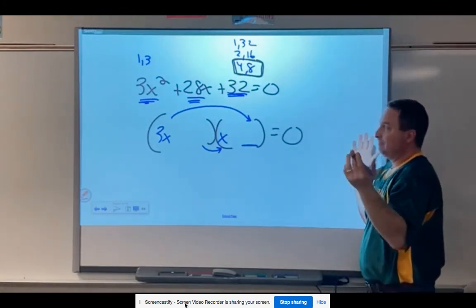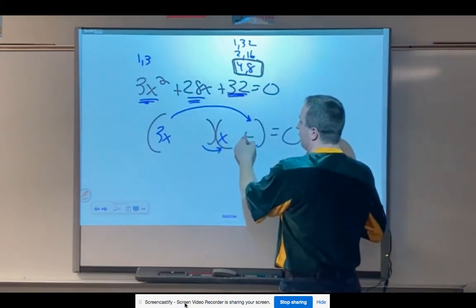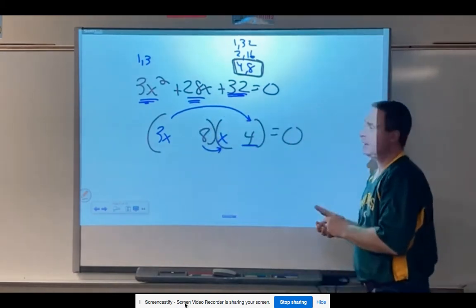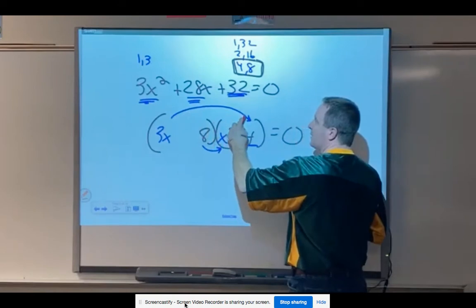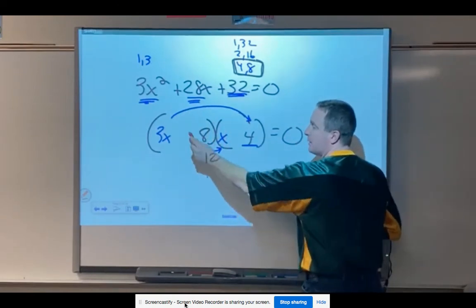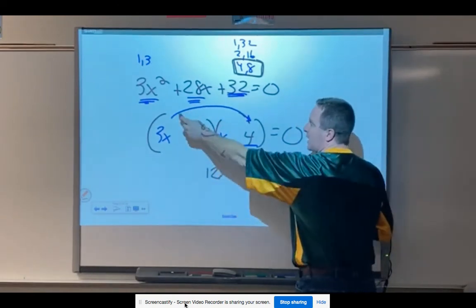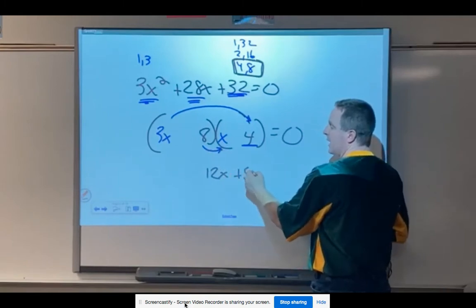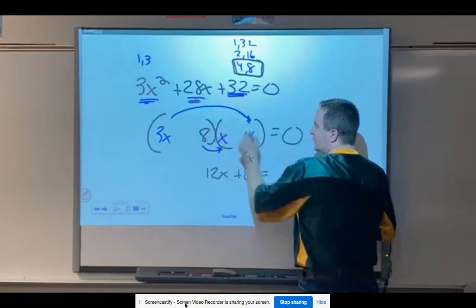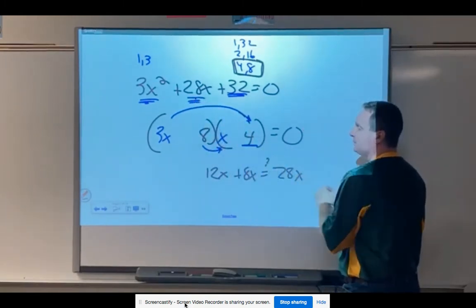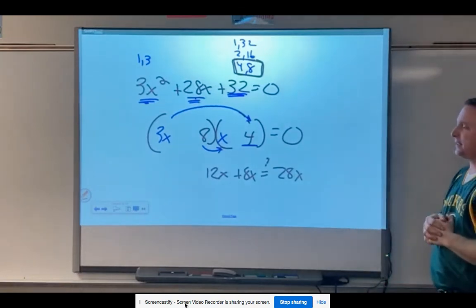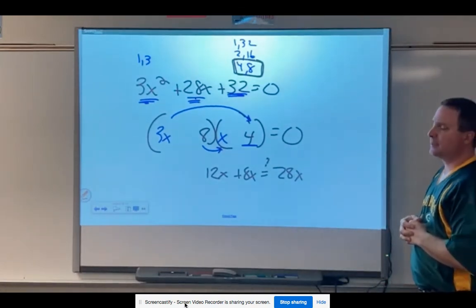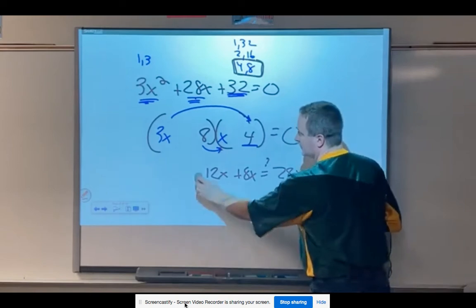Maybe I'm going to do a 4 and an 8. Let's try it. This gives me 12x. And I'm always checking the outers and the inners, the outside terms and the inside terms, and 8x. Does that give me 28x that I need? 12 plus 8 doesn't. That's 20, not 28. So now what?